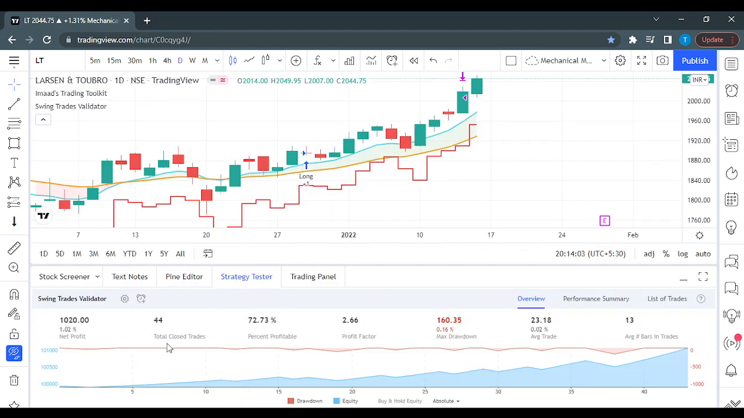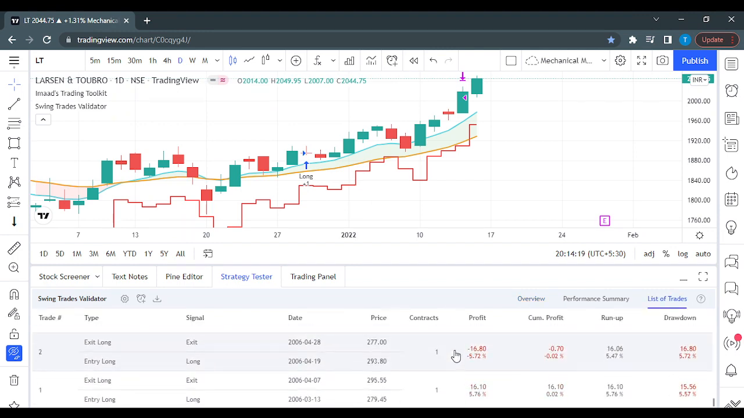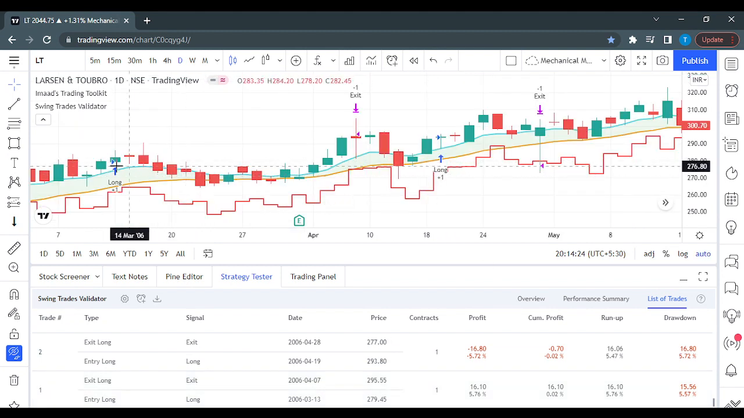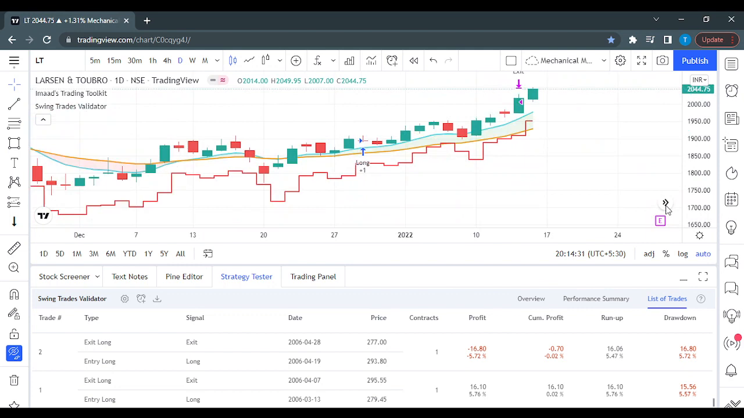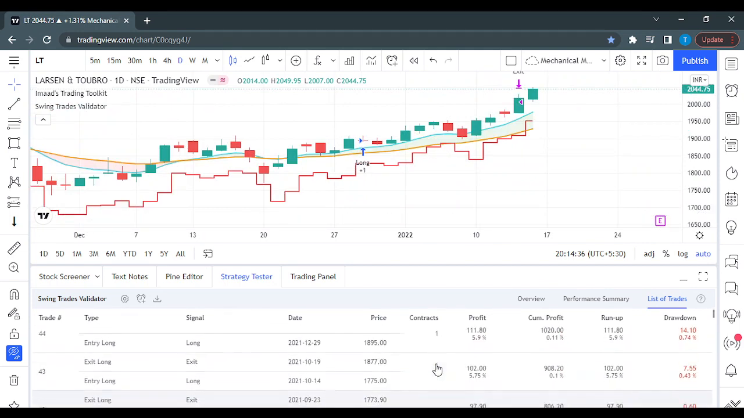So this is proof that you don't need to backtest this, right? You don't need to backtest this strategy because the swing trades validator is backtesting it for you. Every single trade that you're going to be taking or you would have taken in the past, the entire list is here, right from here. This LT, right from 2006, you would have seen trades being taken, right? Trades being taken. Now, this is something that you will see historically. You can pick out any trade and see how it has worked out and what the entry conditions were and how long you needed to wait.